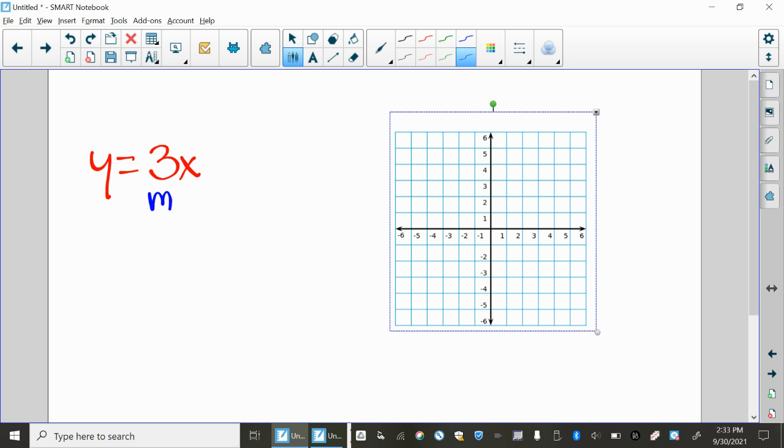That's our slope, but there's no y-intercept. What it is, is an imaginary plus 0, because if you add 0 to any number, it does not change it. It's really 3x plus 0, and this is our y-intercept, 0.